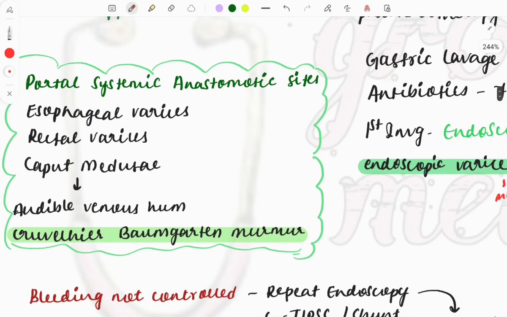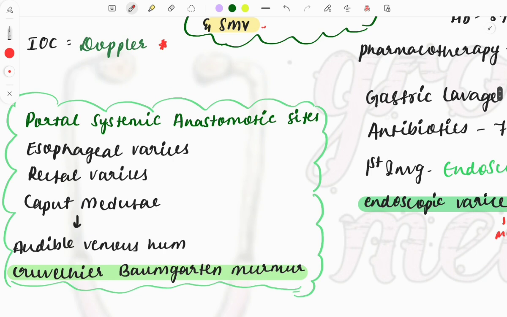Then the portosystemic anastomosis sites, this one is important, and sometimes a clinical case can be described where a patient has portal hypertension and bleeding per rectum, which will be classified as hemorrhoids. Okay, so hemorrhoids are not the cause, but the bleeding occurs due to rectal varices. I think you are understanding.